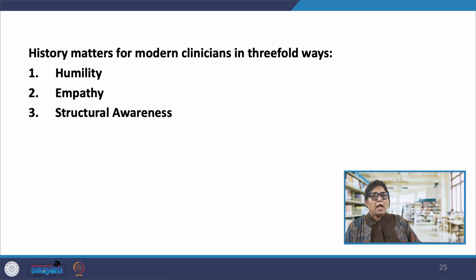issues like vaccine hesitancy. Thirdly, and finally, it provides a structural awareness, which refers to seeing that many health inequalities, like those based on race or zip code, have deep historical roots that cannot be fixed by a pill alone.